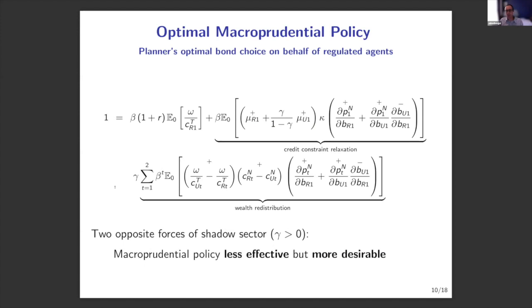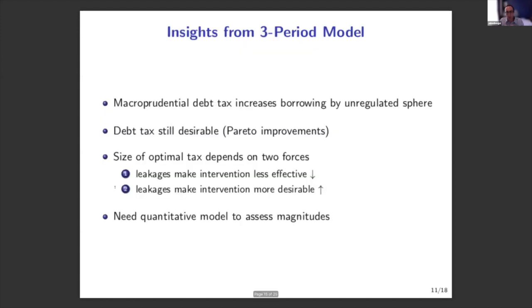Okay, so if I summarize the insights from the three-period model, I basically derived that a macroprudential tax increases the borrowing by the unregulated sphere, so it leads to leakages. Despite these leakages, a positive debt tax is still desirable. So there is some scope for Pareto improvements.